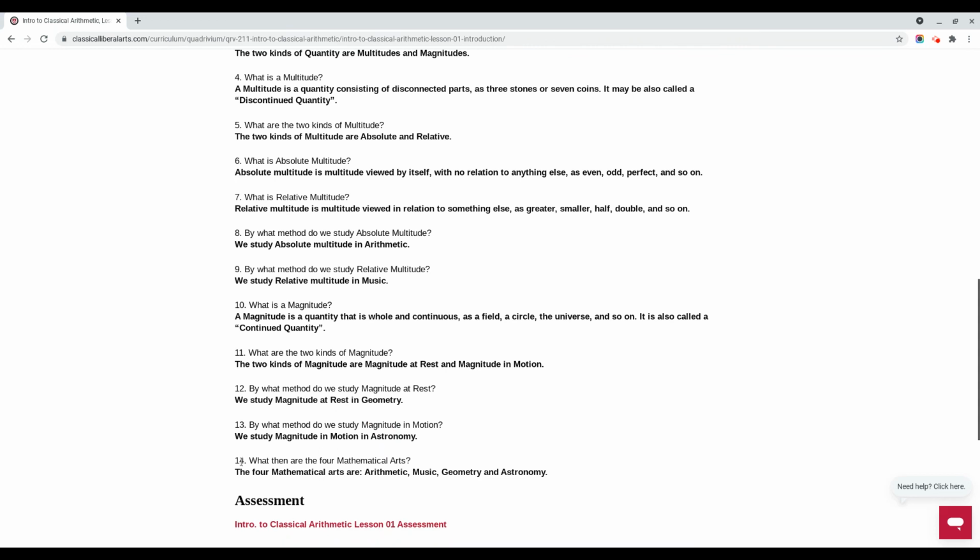And lastly, what then are the four mathematical arts? The four mathematical arts are arithmetic, which is the study of absolute multitude, music, which is the study of relative multitude, geometry, which is the study of magnitude at rest, and astronomy, which is the study of magnitude in motion. These are our 14 memory work questions in Lesson 1.